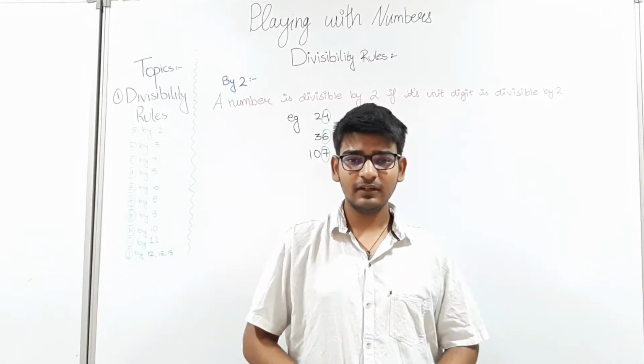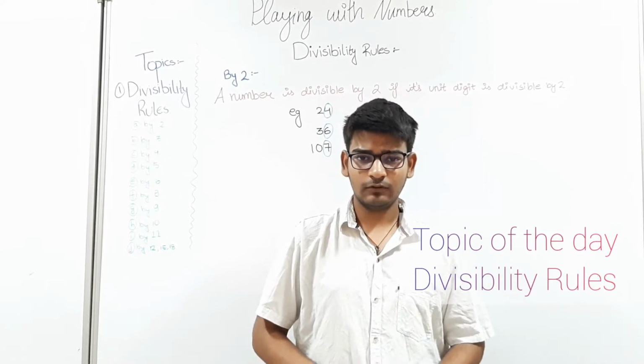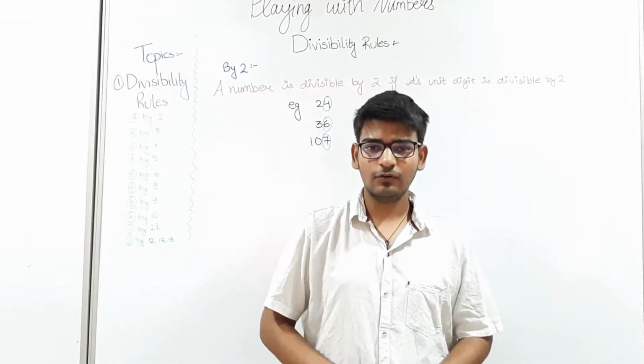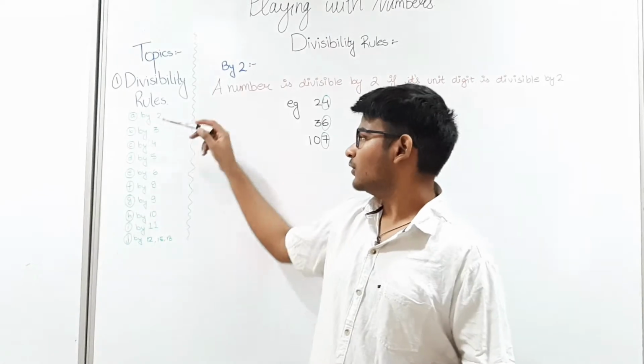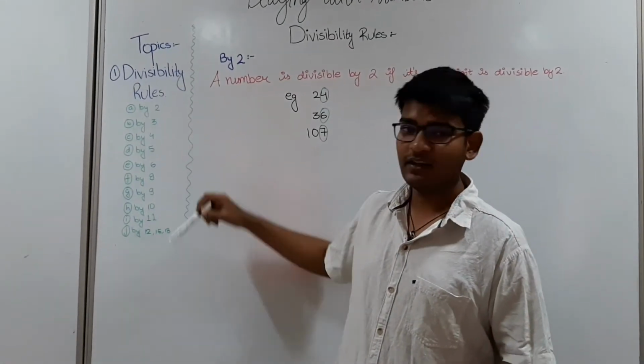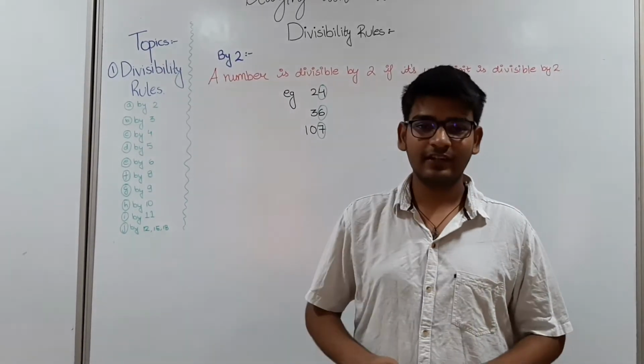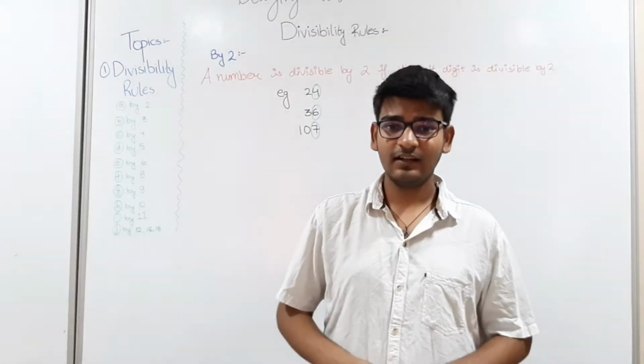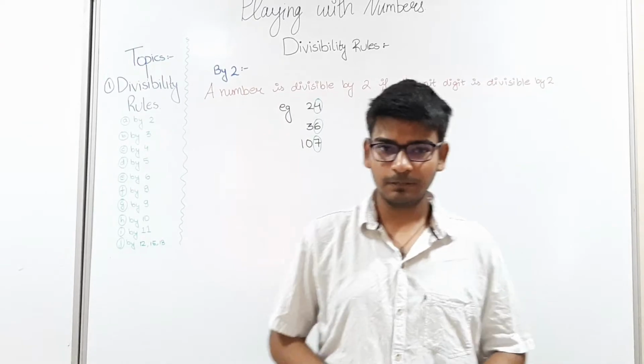So today we will be covering the topic divisibility rules. In this video we will learn the divisibility rules for 2, 3, 4, 5, 6, 8, 9, 10, 11 and the last ones, 12, 15 and 18. So let us start with the divisibility rule for 2.